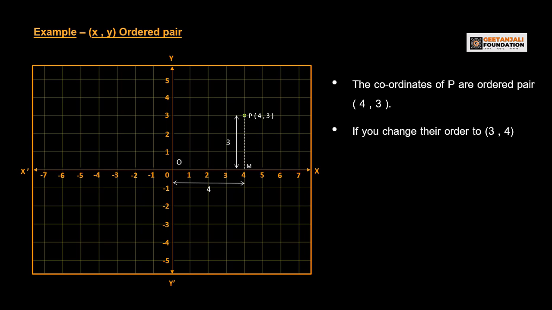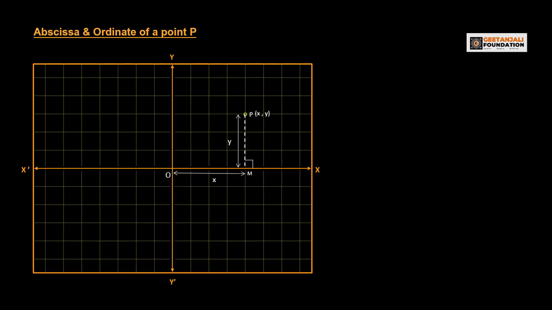If you change their order to (3, 4), it won't represent the same point. Let's see what point it represents. As we have written 3 first, we find the distance along x-axis first. It is 3 here. Now we will find the distance along y-axis, which is 4. So the position of the point would be here. Let's say it is Q (3, 4). So P and Q are both different points. Those are not the same.